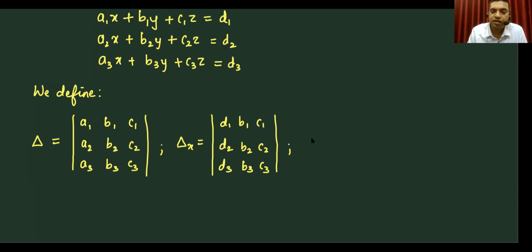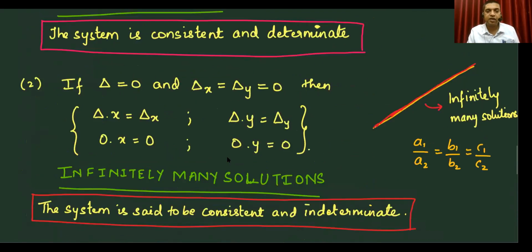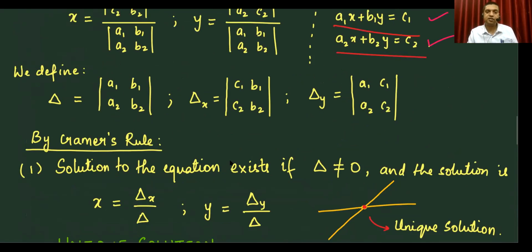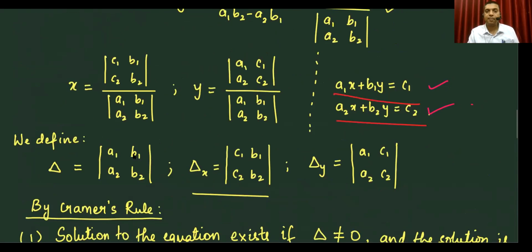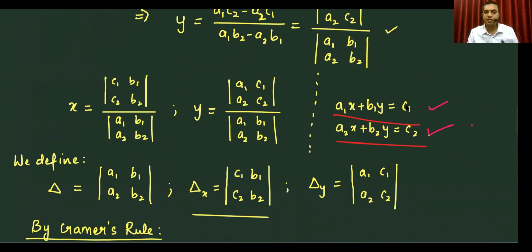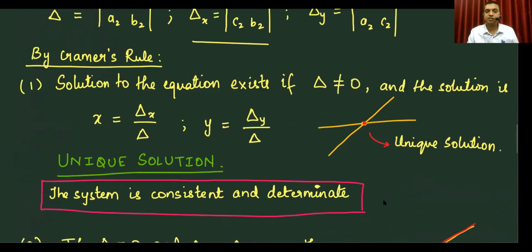Then how will you get delta y? For delta x, you have to replace the coefficients of x with the constants. See here, we replace the coefficients of x by the constants. For y, we replace the coefficients of y by the constants. Got it?